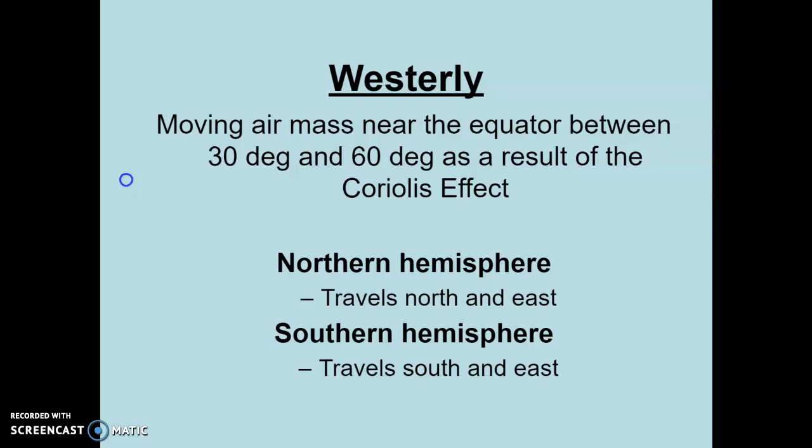Westerlies. Westerlies are the moving air masses that are between the 30 degree and the 60 degree latitudes. And these are because of the Coriolis effect. So whenever we talk about the Coriolis effect, just remember the westerlies are a result of that.